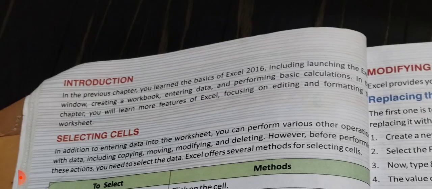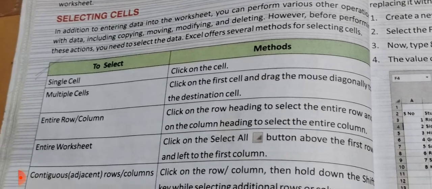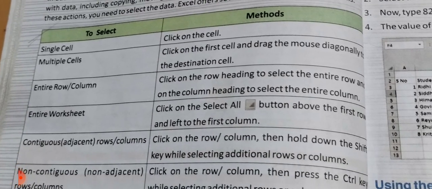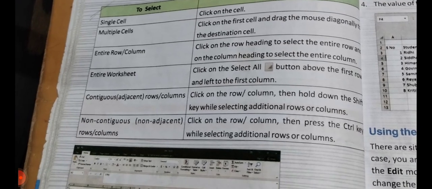Selecting cells. In addition to entering data into a worksheet, you can perform various other operations with data, including copying, moving, modifying, and deleting. However, before performing these actions, you need to select the data. Excel offers several methods for selecting cells. Single cell: click on the cell. Multiple cells: click on the first cell and drag the mouse diagonally to the destination cells.